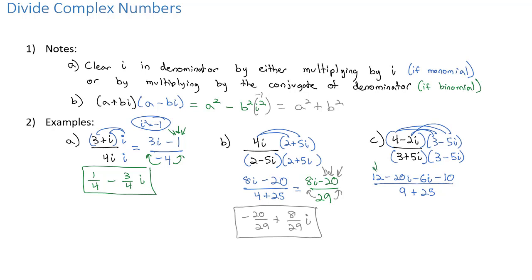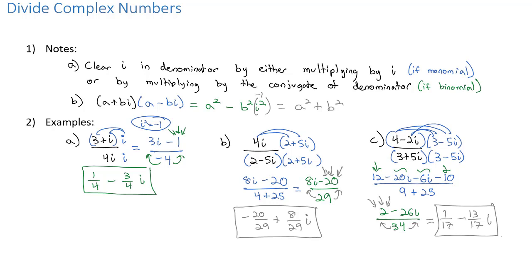Combining like terms in the numerator, 12 minus 10 is 2, minus 26i when we combine the i's. And I'm going to put that over 9 plus 25 is 34. Distributing that divide by 34 through, we're going to do the real part first, the part without the i. 2 over 34 reduces to 1 over 17. Minus 26 over 34 reduces to 13 over 17 i. And we have our solution.